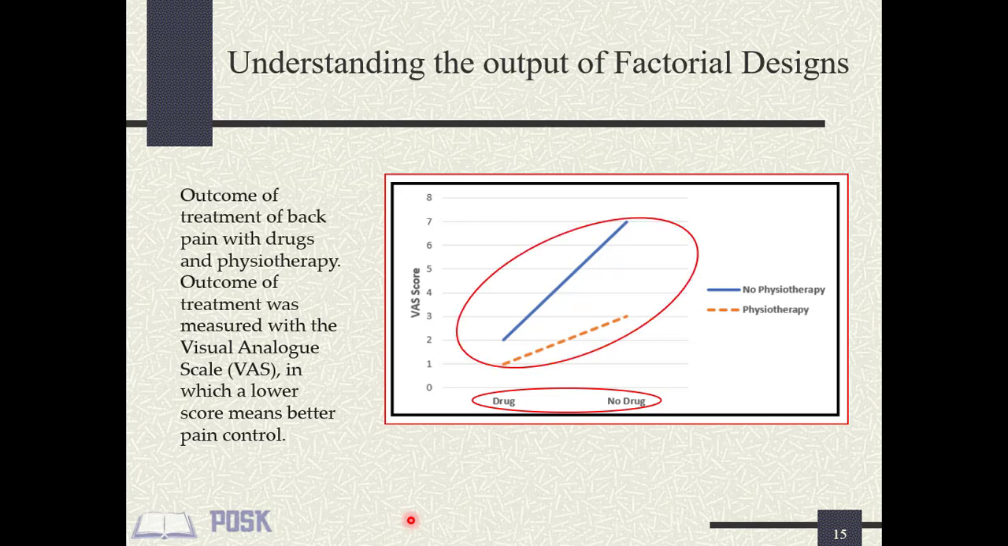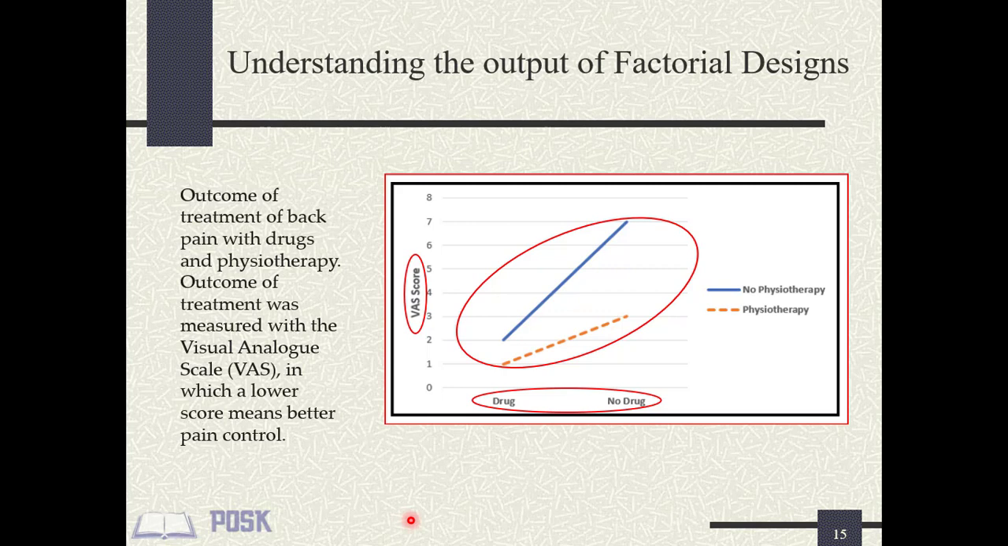The two groups of physiotherapy, the other independent variable, are represented by the two slopes in the graph. The dependent variable is the patient's evaluation of their back pain symptoms using the visual analog scale, VAS. Lower scores indicate better pain control. Therefore, a patient with a VAS score of 2 has less severe pain than a patient who scores 7. The dependent variable is on the y-axis.